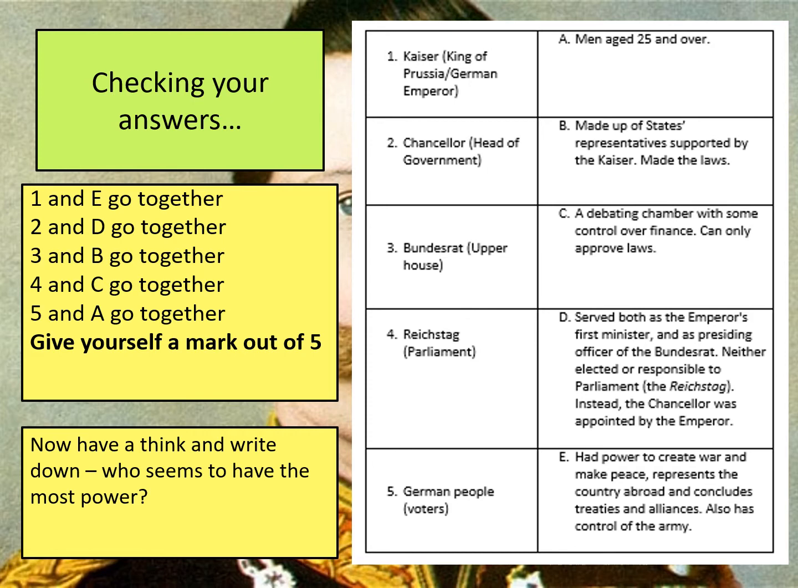Number 4 is the Reichstag, which is just the German word for parliament. That goes with C, and that's the idea of it being a debating chamber with some control over finance. They can only approve laws. They can't actually create new ones. And then we've got number 5, German people, the voters. That is men aged 25 or over. Women couldn't vote at this time.